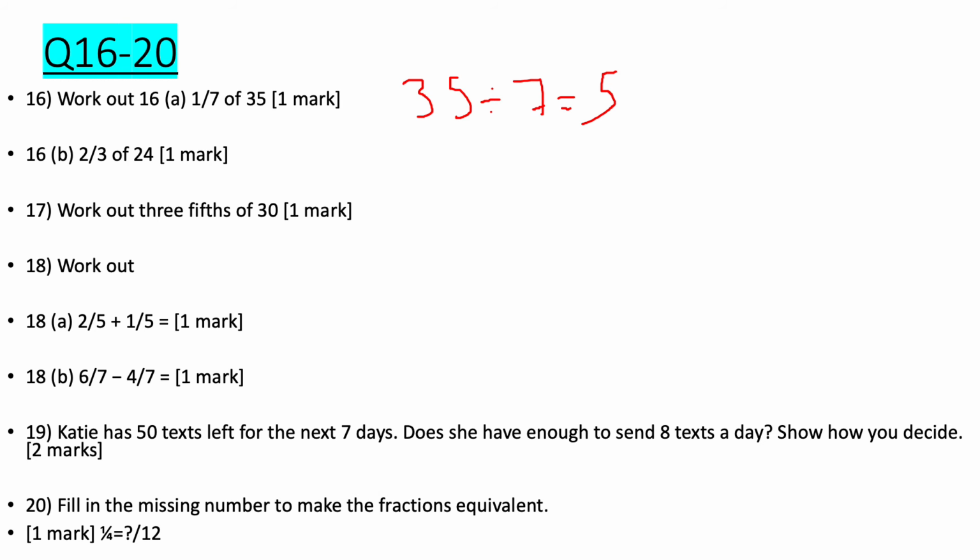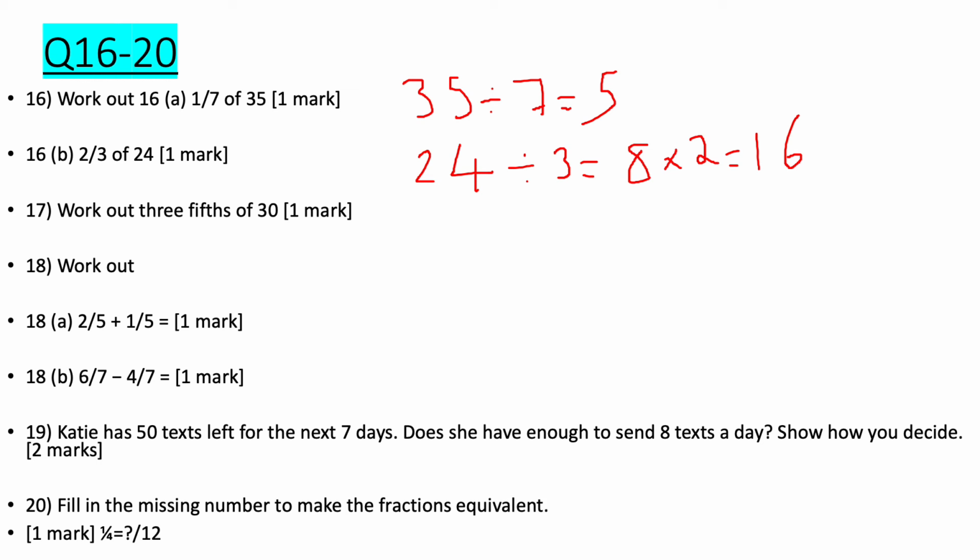Part B, work out 2/3 of 24. Well, 1/3 means that I divide it by 3. So 24 divided by 3 is equal to 8. And I'm going to double my answer because it wants 2/3. Okay? So which is 16. So it's always like dividing by the denominator and then times your answer by the numerator, if that makes sense.